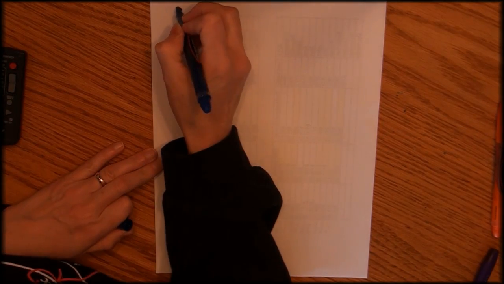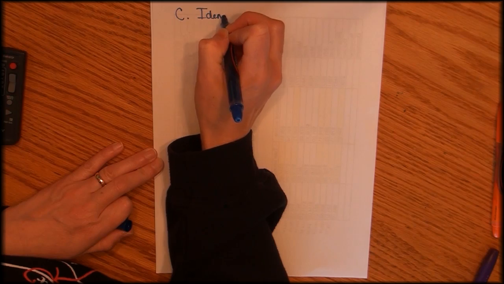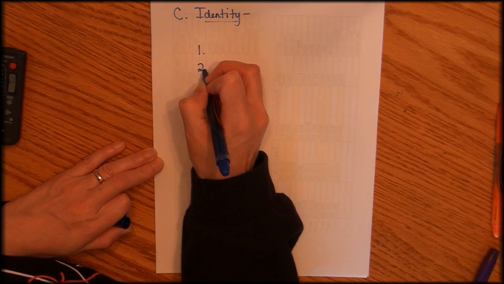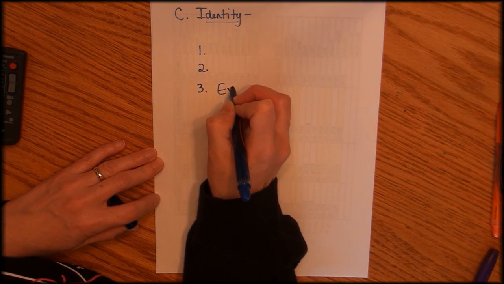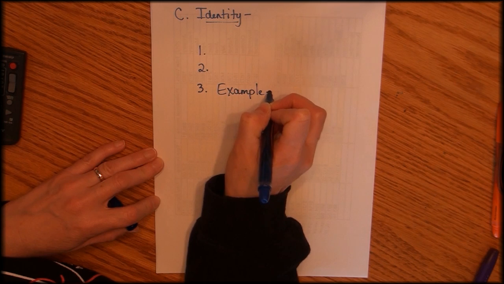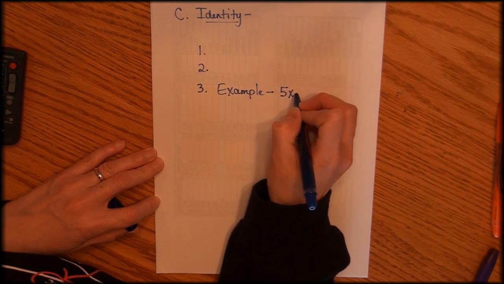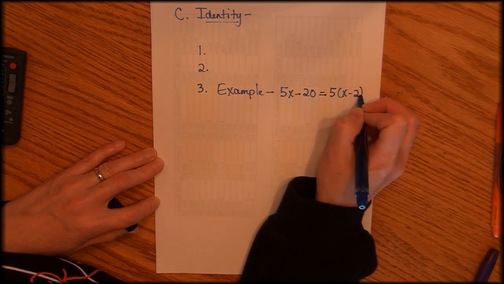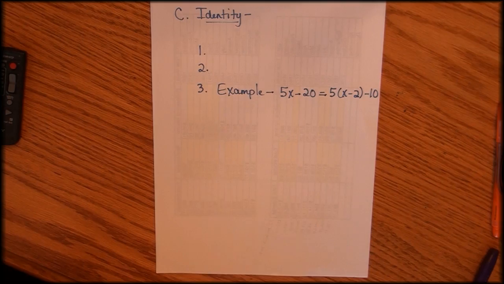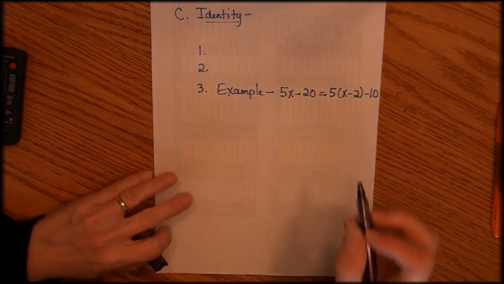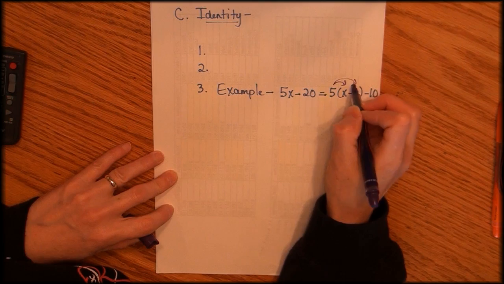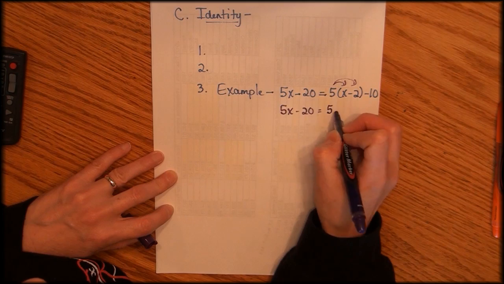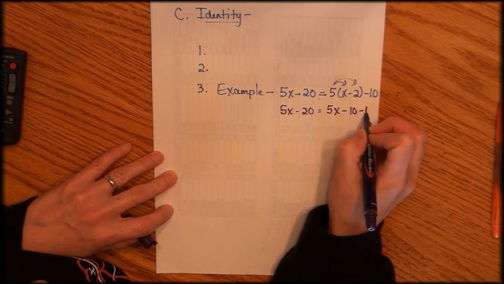And the last of the types of equations is what we call an identity equation. Once again, leave a little bit of space here because it's easier to just take a look at an example and it makes much more sense. So let's say we've got 5x minus 20 equals 5 parentheses x minus 2 minus 10. Now we know that to solve this equation we have to distribute the 5 through. And remember, distribute it only through the parentheses. Don't distribute it all the way back here to the negative 10. And you'll get 5x minus 10 minus 10.